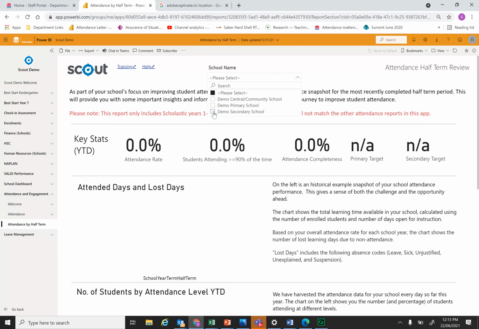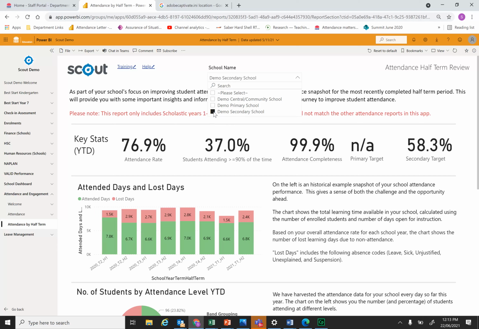So I'm going to select Demo Secondary School for the purposes of what we're looking at today. I'll take you through this quite quickly. Our attendance rate is the average attendance, which currently on this one sits at 76.9. Students attending greater than 90% is 37%. Really important, our data completeness is 99.9%.